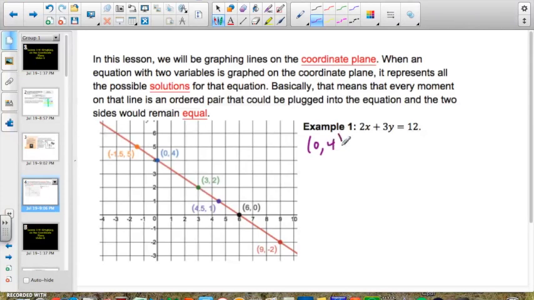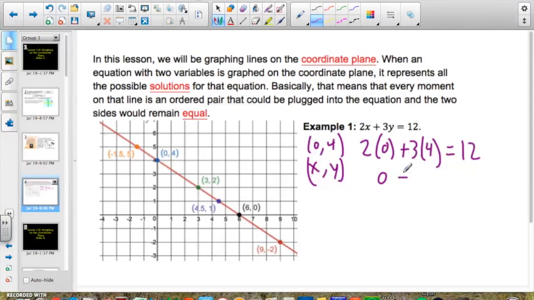And I'm just going to take a couple points from here and plug them in and see what we get. So if I have the ordered pair 0, 4, remember, in an ordered pair, they come in alphabetical order, x, y. So I'm going to plug this in, just like we were doing when we were evaluating expressions. I'm going to plug a 0 in whenever I see x, and a 4 in whenever I see y. And this should come out to be 0. 2 times 0 is 0. 3 times 4 is 12. 0 plus 12 is 12. 12 equals 12. That's a true statement.